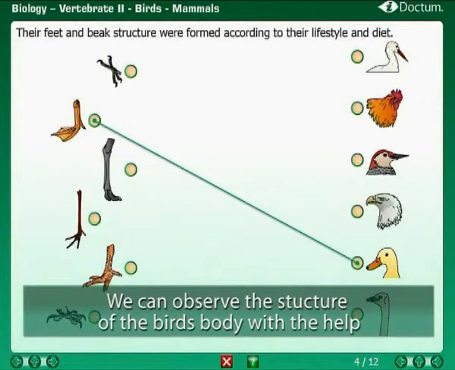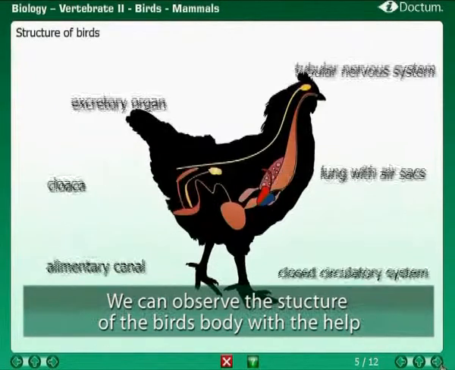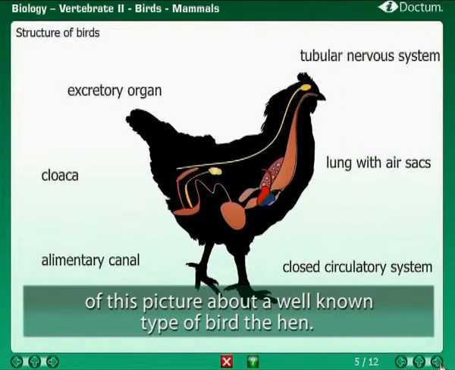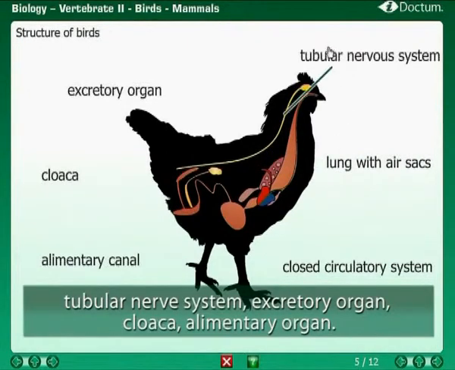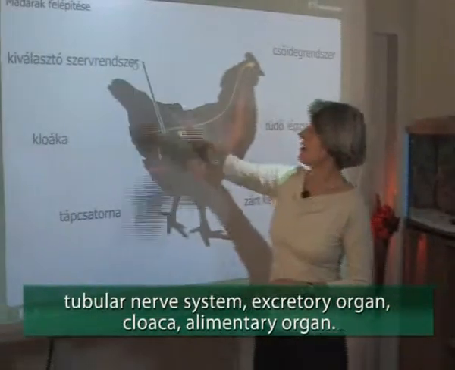We can observe the structure of the bird's body with the help of this picture about a well-known type of bird, the hen. The typical characteristics are the closed circulatory system, lungs, tubular nerve system, excretory organ, cloaca, and alimentary organ.